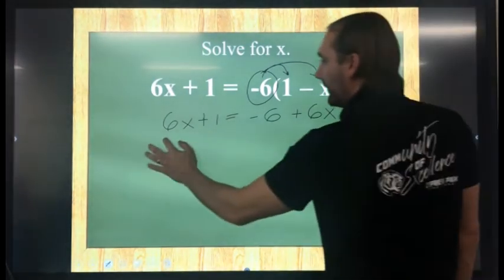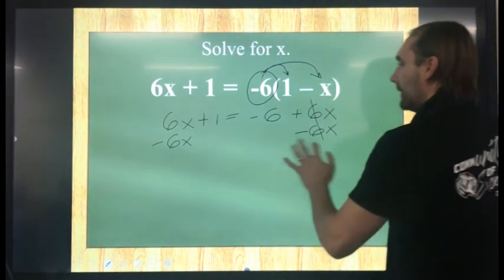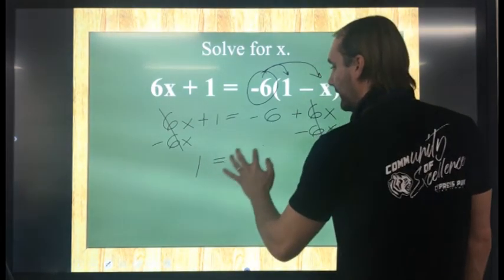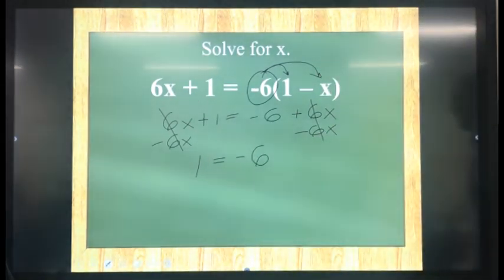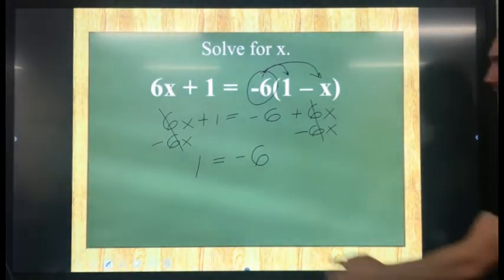And then after that, let's get the x's on one side. So the opposite of adding 6x over here is subtracting 6x. That cancels out both the x's. Uh-oh, here it cancels out again, and I'm left with 1 equals negative 6. Is that true? No. Contradiction. This is a contradiction, therefore the solution is no solution.